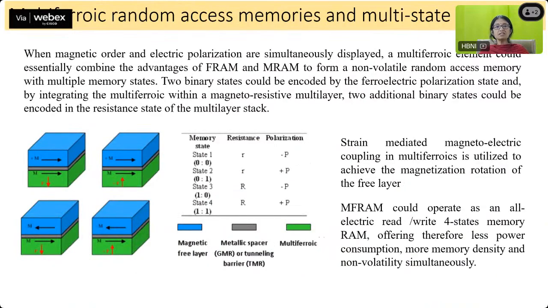Okay. And then the biggest future application is in multiferroic random access memories and multi-state memories. When magnetic order and electric polarization are simultaneously displayed, a multiferroic element could essentially combine the advantages of ferroelectric RAMs and magnetoelectric RAMs to form a non-volatile random access memory with multiple memory states. Two binary states could be encoded by a ferroelectric polarization state, and by integrating the multiferroic within a magnetoresistive multilayer, two additional binary states could be encoded in the resistance state of the multilayer stack.